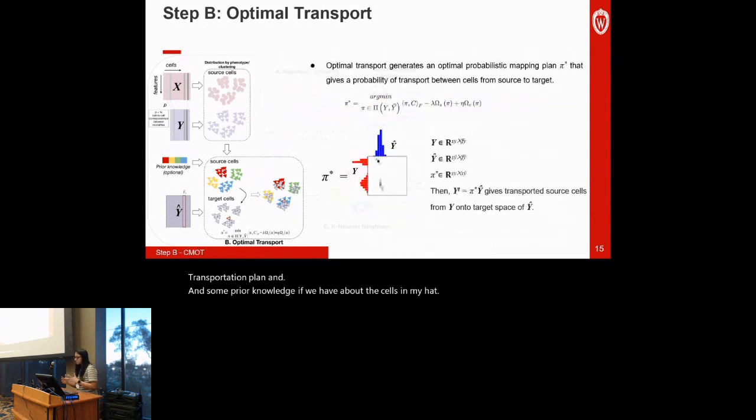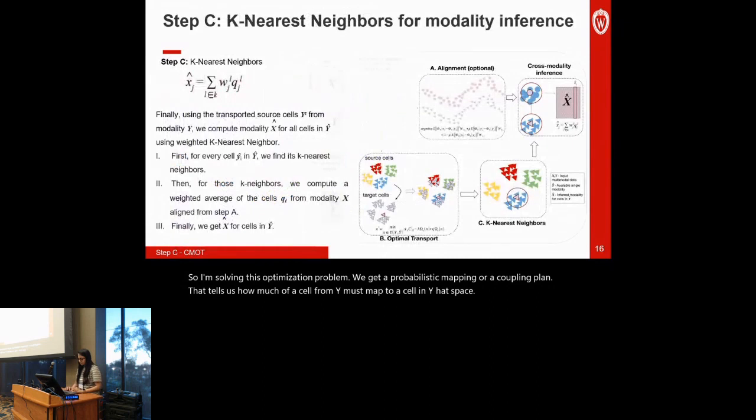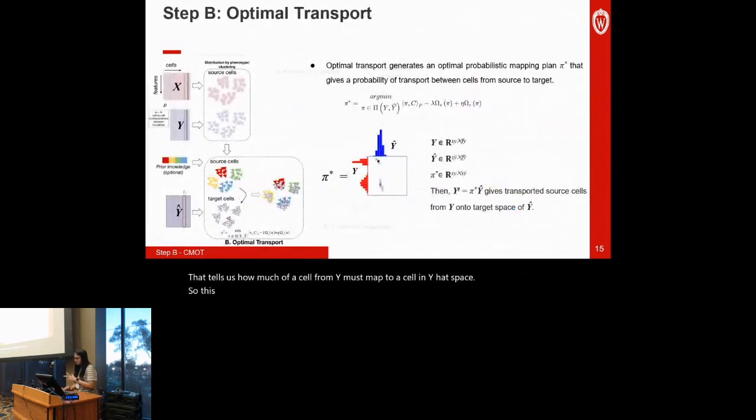So on solving this optimization problem, we get a probabilistic mapping or a coupling plan that tells us how much of a cell from Y must map to a cell in Y hat space. So this can be used to transport the cells from Y to Y hat.